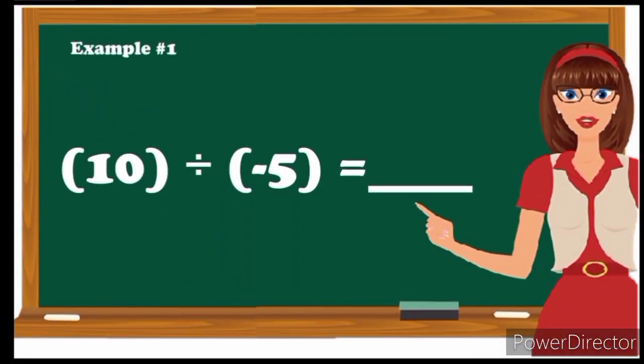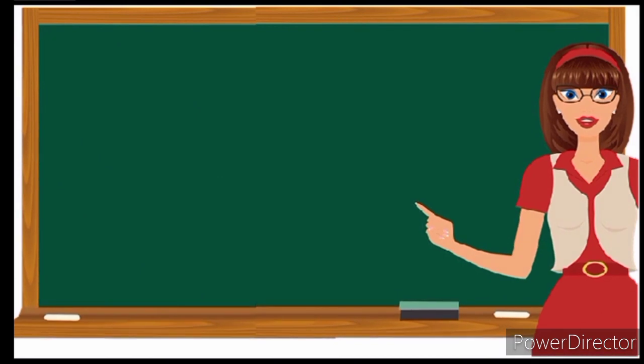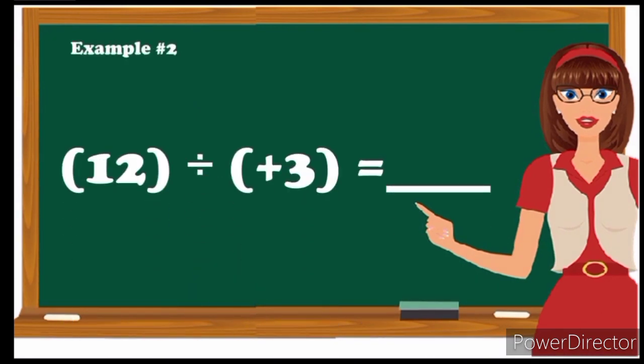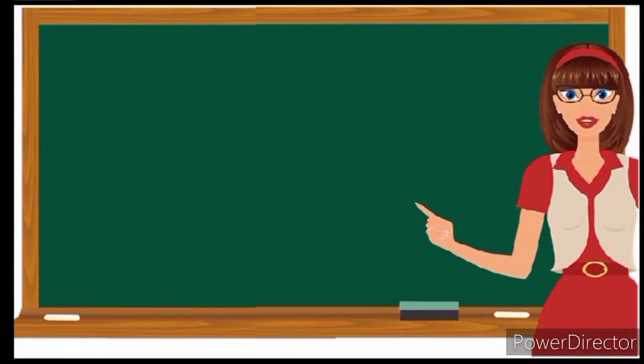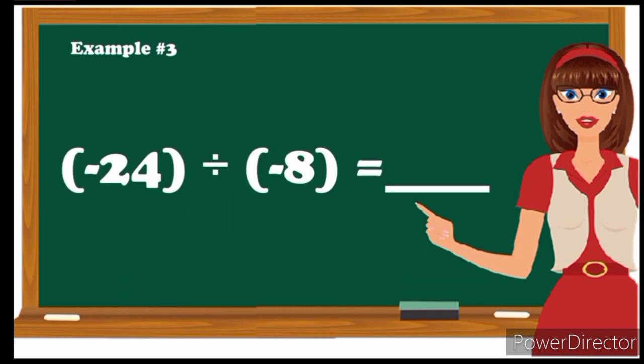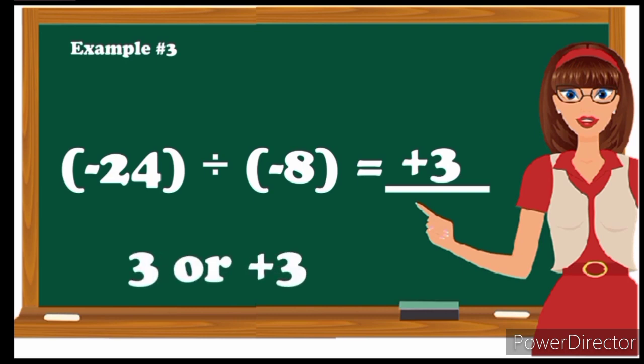Let's have example number 1. 10 divided by negative 5. What is our quotient? Yes, negative 2. Let's have example number 2. 12 divided by positive 3. What is our quotient? Yes, we have 4, or positive 4. For example number 3, negative 24 divided by negative 8. Yes, we have 3, or positive 3.